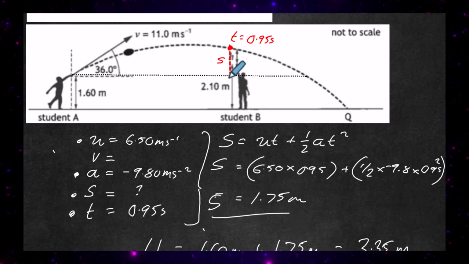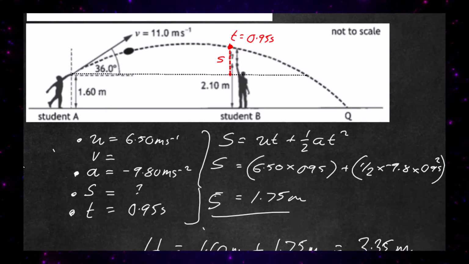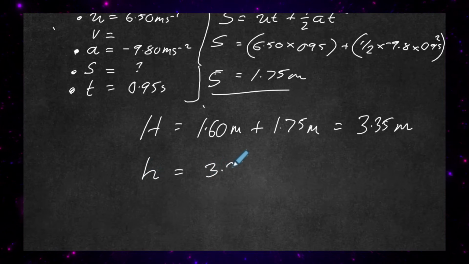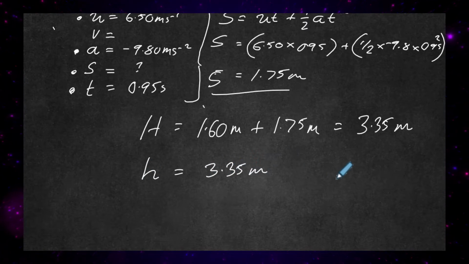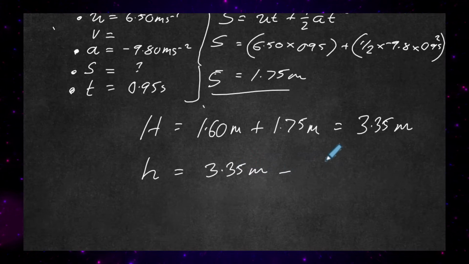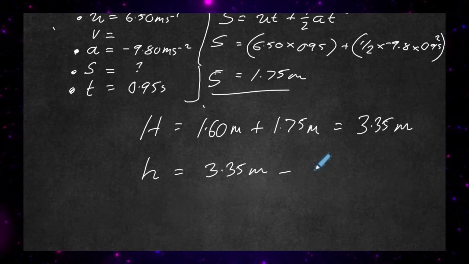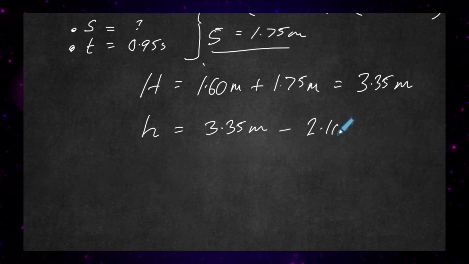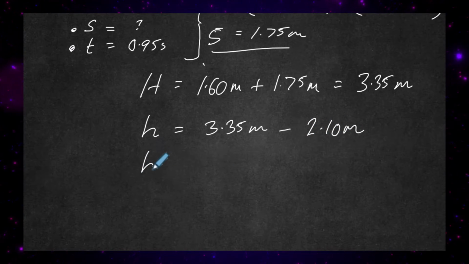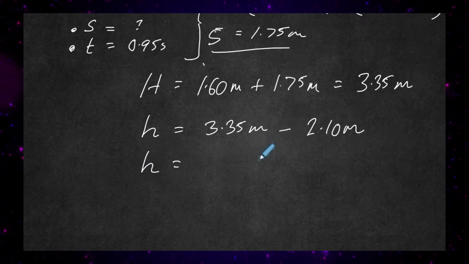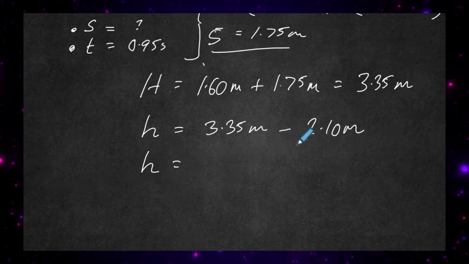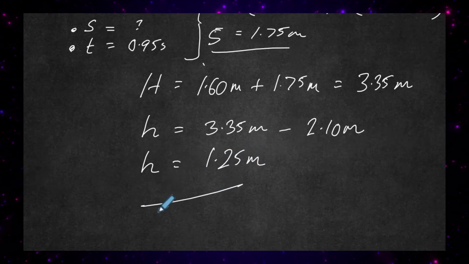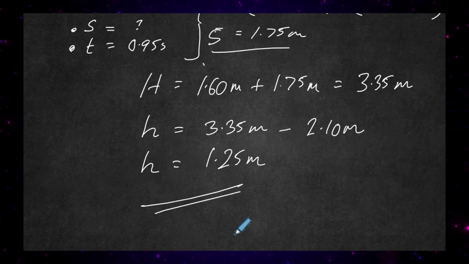So h must be the total height minus the height of the person. So small h, the height which the ball is above, is going to equal 3.35 meters. That's the height of the ball above the ground. Take away the height of the person. If you look at the diagram, the height of the person will be 2.10 meters. So the height above the person who's reaching out to grasp the ball is 3.35 take away 2.10 meters, and that's going to give us an answer of 1.25 meters. So the ball was 1.25 meters above the head of the player.